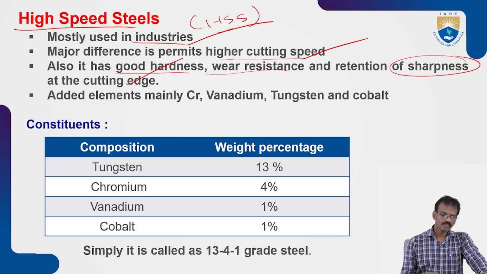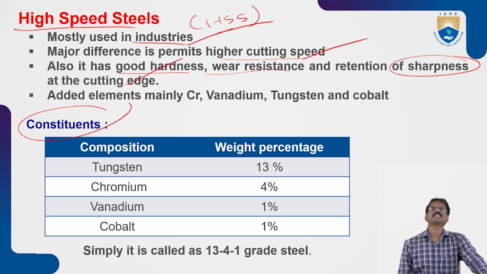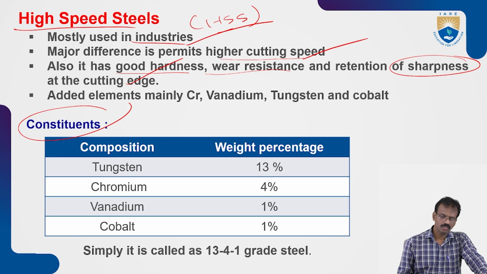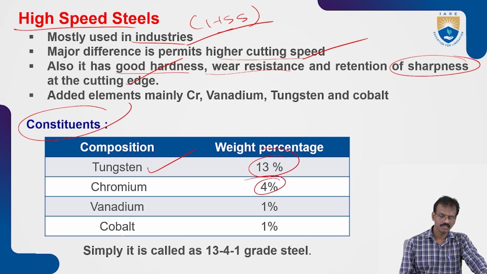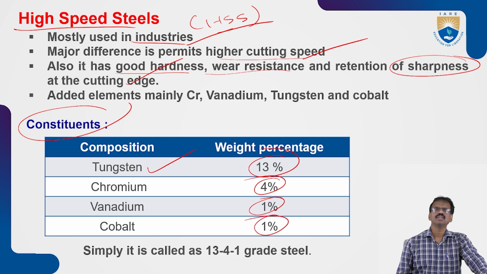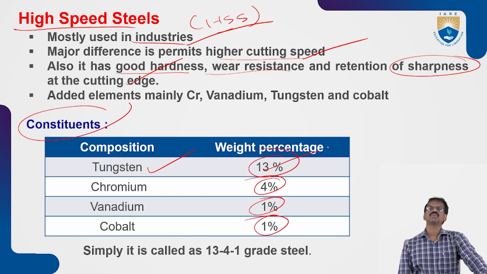The chemical composition, the constituents of the high speed steels, you will see. Tungsten percentage is up to 13 percent, chromium 4 percent, vanadium 1 percent, and cobalt 1 percent. So we can call it the 1341 grading. So 13 tungsten, chromium is 4, and 1 is vanadium, 1 cobalt.